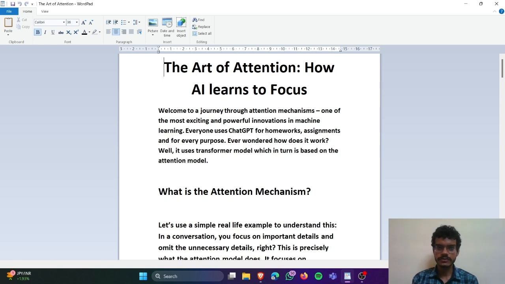Firstly, I'll give you a brief overview about the attention mechanism. Then I'll go through its history and why it was needed, and then finally I will go through some math. So starting with its overview.